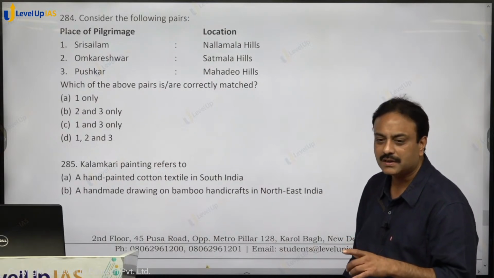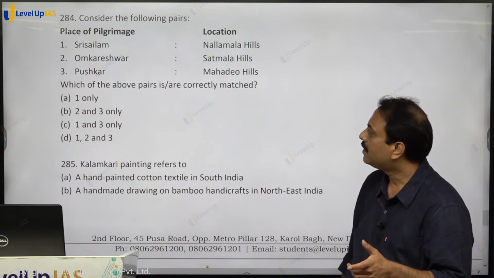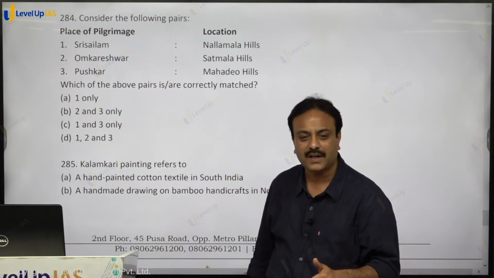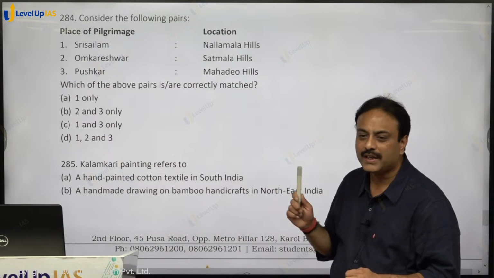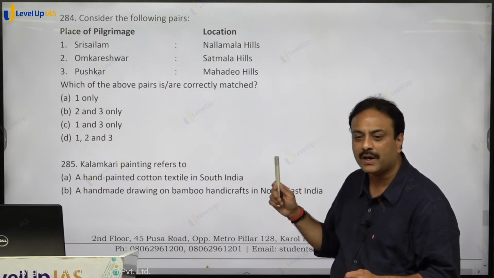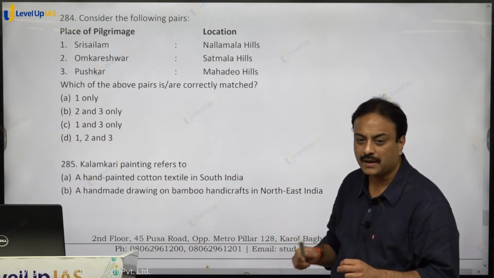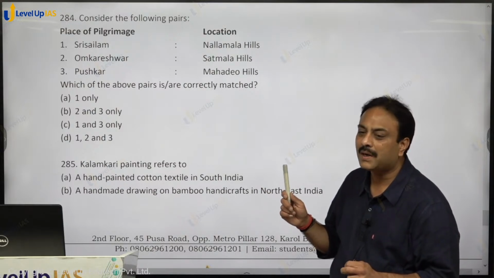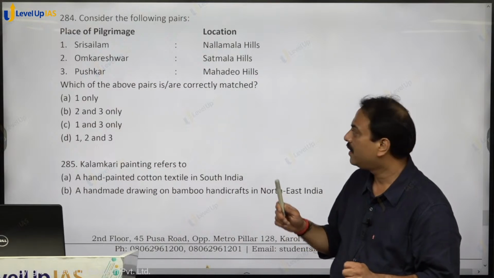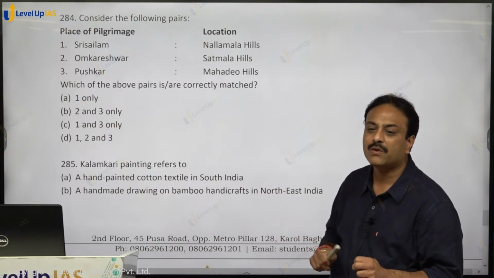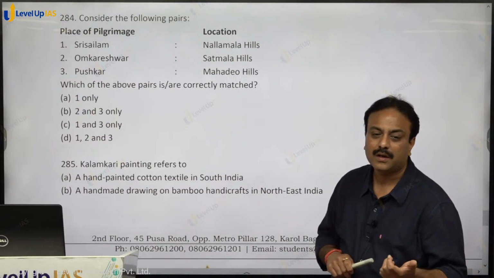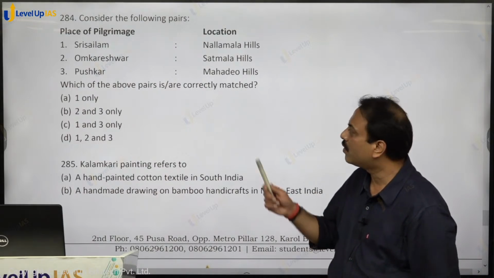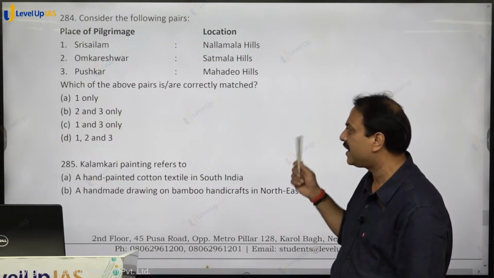Pushkar on Mahadev Hills. Sri Sailam is located on Nallamala Hills. There is no doubt on that. It is 100% correct. Omkareshwar is a temple located on the banks of river Narmada. That is a Jyotirlinga dedicated to Lord Shiva. It is on Mandhata Hills, and Mandhata Hills are located in Madhya Pradesh. It is not on Satmala Hills. Satmala Hills are located where? Maharashtra, and a section extends into Gujarat also. They are not in Madhya Pradesh. Omkareshwar is in Madhya Pradesh. So statement 2 is incorrectly matched.